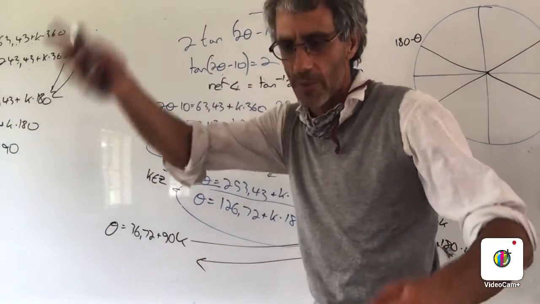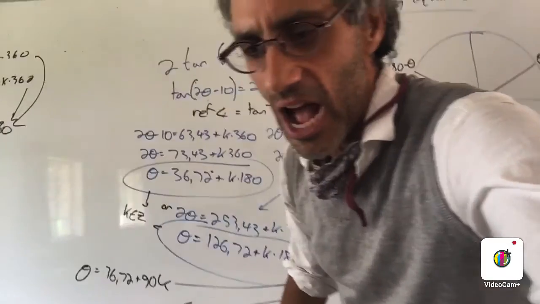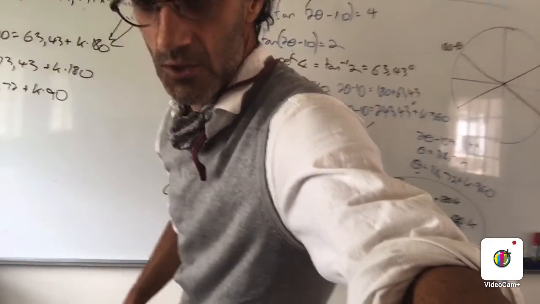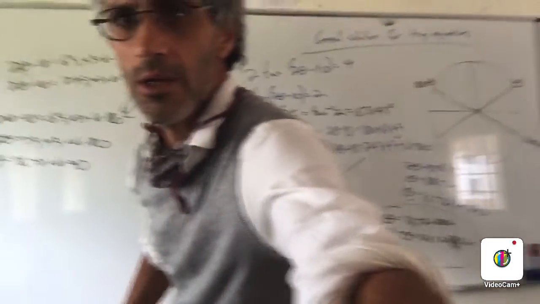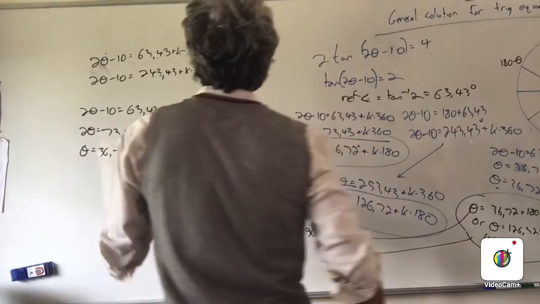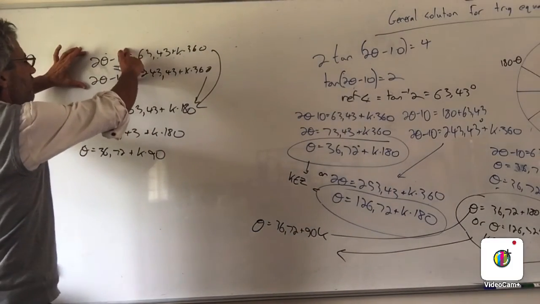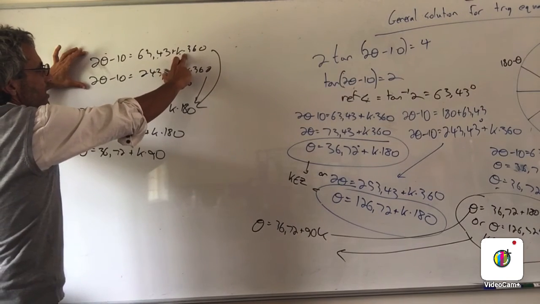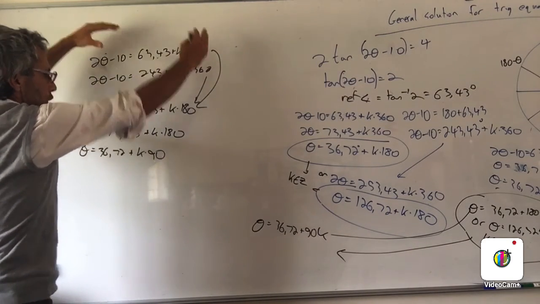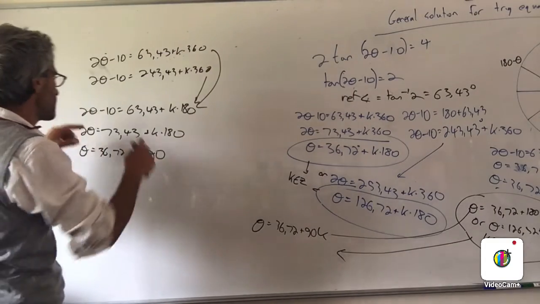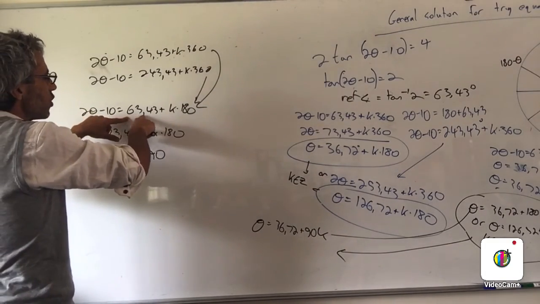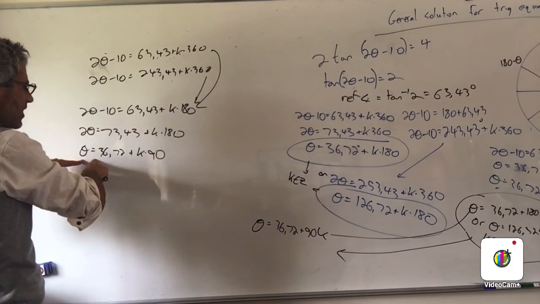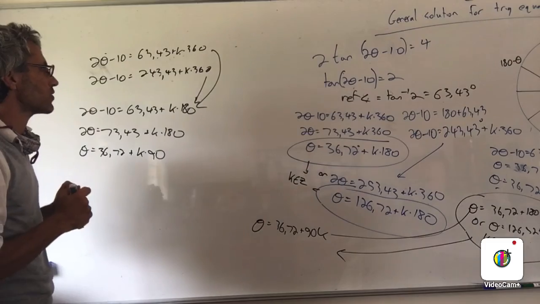Now, as I already told you, I'm repeating it for the camera, I strongly suggest that you do it from the beginning. What I really suggest is when you've got these two reference angles, 63 and 243 plus 360k, combine them as we combined them before for the tan, to 63.43 plus k times 180, and then solve for theta. You will get the same answer, but there's more chance you'll get it right.